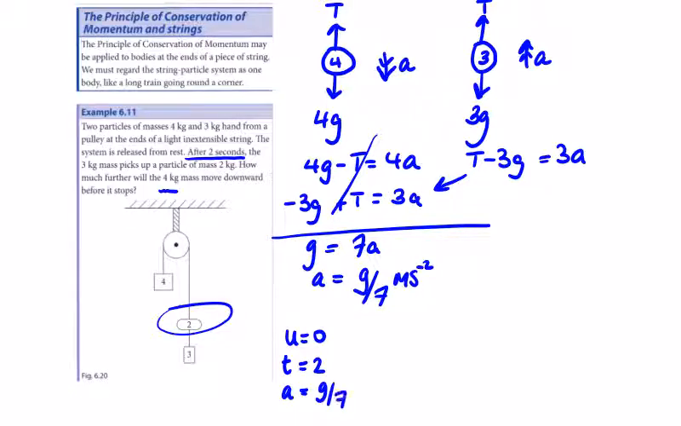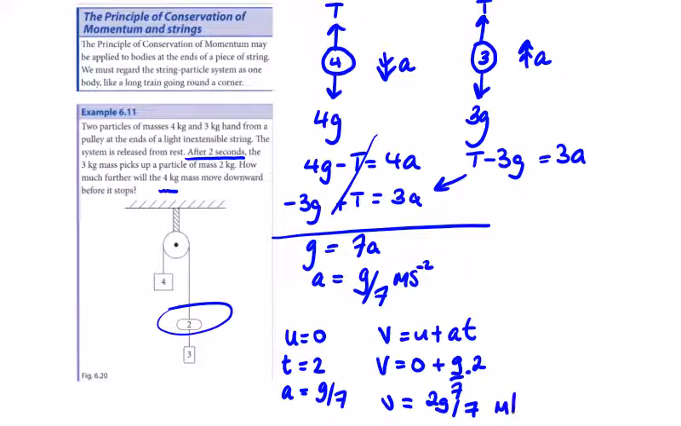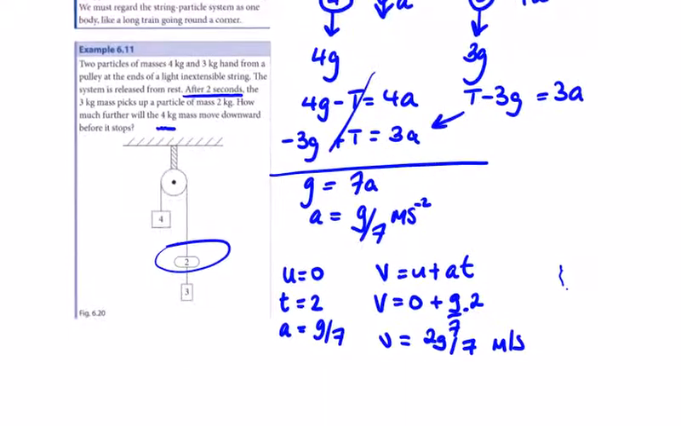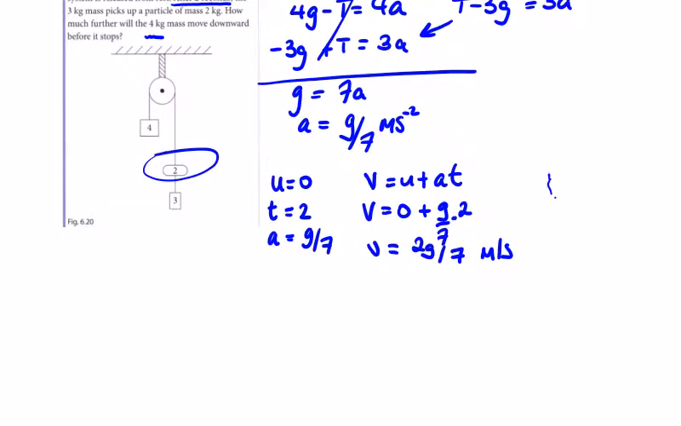So we can get the speed of the system now after 2 seconds. V is equal to u plus at is what we'll use here. So the new speed of the system v, it started from rest, is going to be the acceleration, which is g over 7 times time, which is 2. So the speed of the system after 2 seconds is 2g over 7 meters per second. So now we need to get the new speed of the system. So we are adding on another 2.